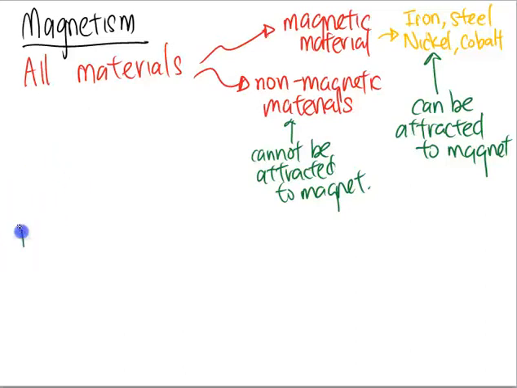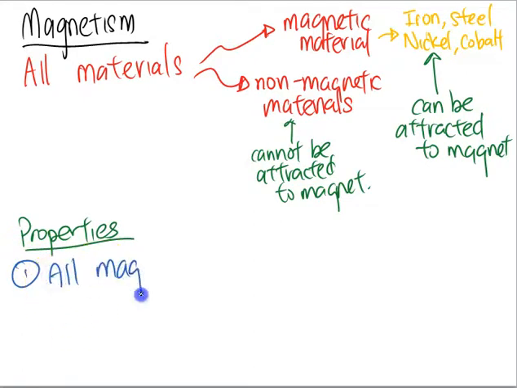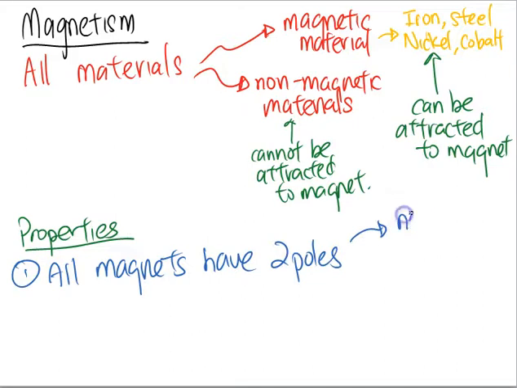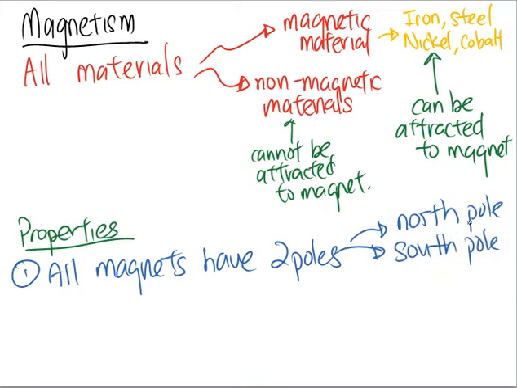Okay, now let's move on to some of the properties of your magnet. The first one is this: all magnets have two poles. And what are the two poles? You have your north pole and you have your south pole. Most of you are already familiar with this.